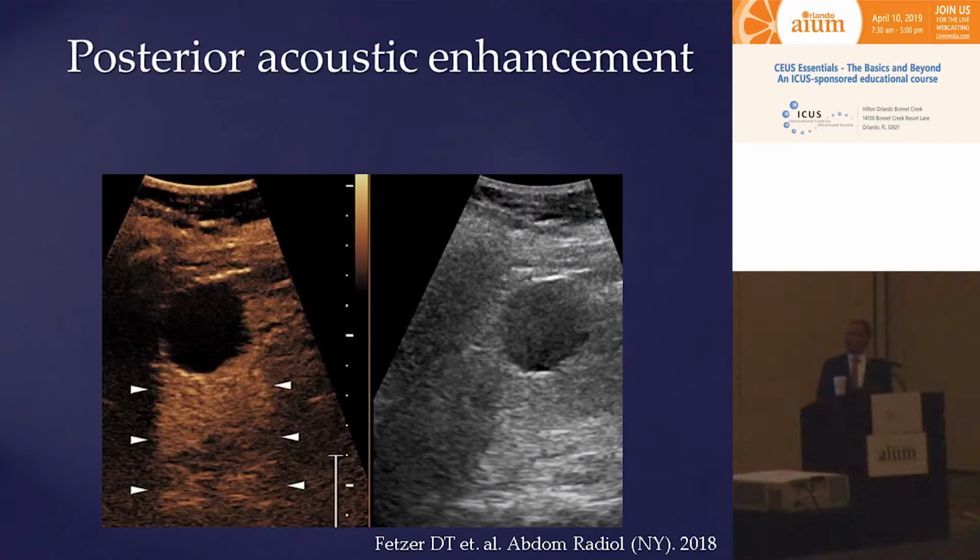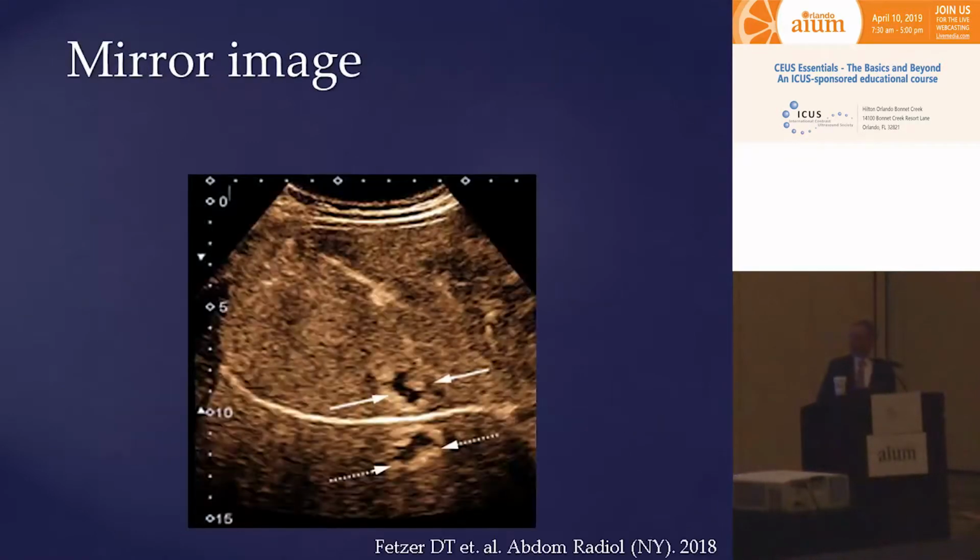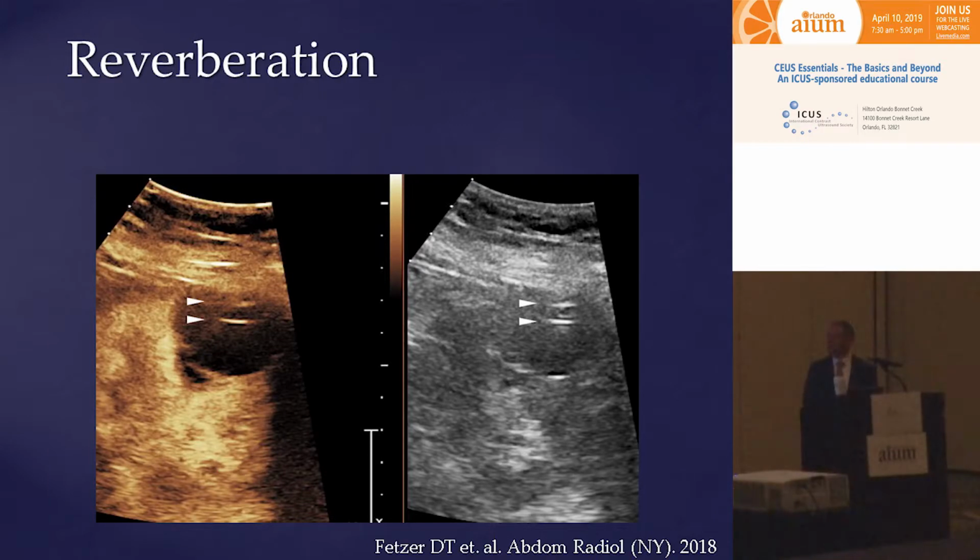Posterior acoustic enhancement in the cystic lesions can also produce very, very bright signals on contrast-enhanced ultrasound. Also, not an enhancement, just an artifact, because you can see the identical thing on the grayscale image. Mirror imaging happens on occasion, again similar to B-mode ultrasound. You have this nice hemangioma in the liver, and then an identically appearing hemangioma in the lung, which is obviously not true, it's just mirror image artifact.